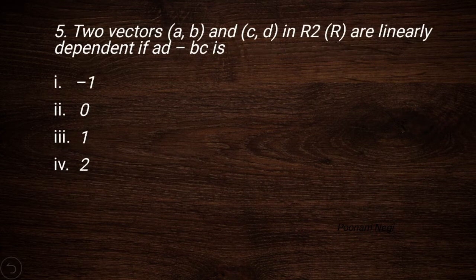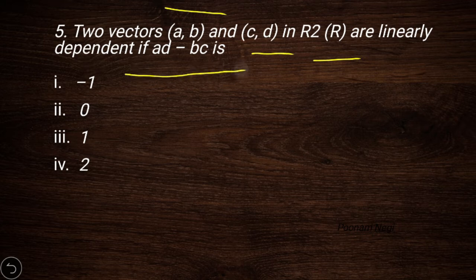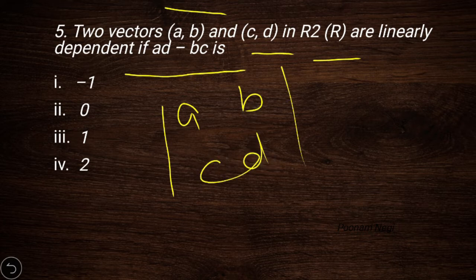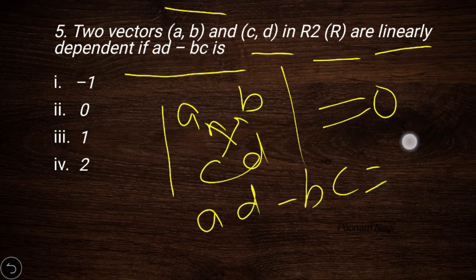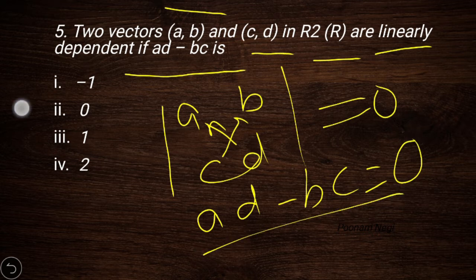Next question is, two vectors (a, b) and (c, d) in R2 are linearly dependent if the value of ad minus bc. Simply try to put (a, b) and (c, d) in matrix form and then calculate the determinant of these vectors. For linear dependency, the determinant should be equal to 0. That means if we calculate this determinant, we have ad minus bc equal to 0. That means our correct answer is 0.